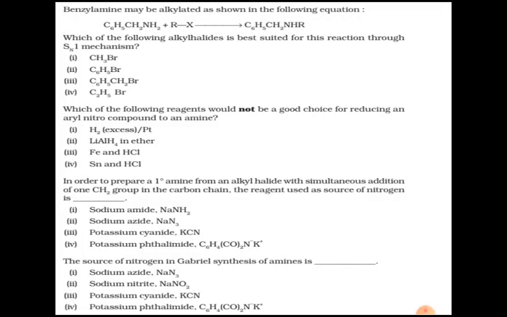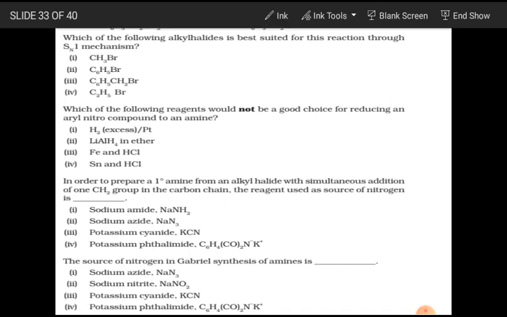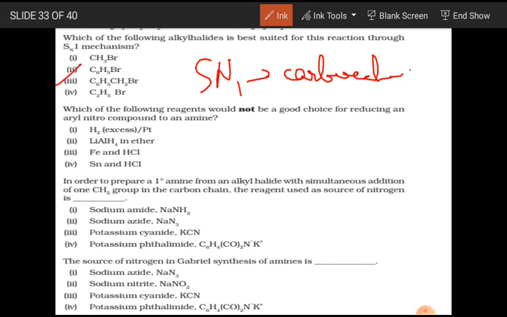Benzyl amine may be alkylated as shown in the following equation. What is the mechanism that is followed? Sorry, which of the following alkyl halide is best suited for this reaction through SN1 mechanism? So SN1 mechanism, as you could remember, is through the formation of carbocation. It is following carbocation mechanism. So we have to find which one can form the best carbocation, the most stable carbocation, and that can be formed by the third one. So that should be the answer.